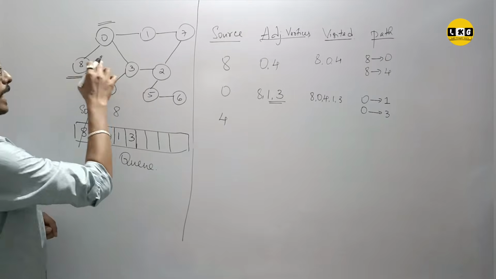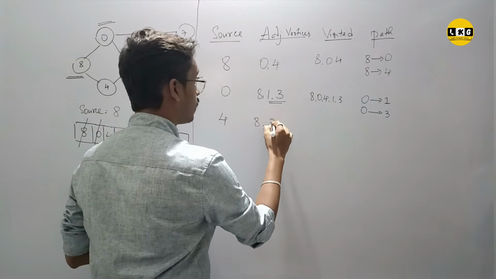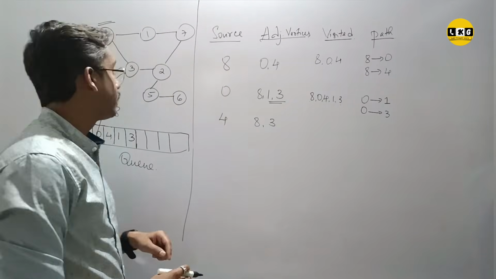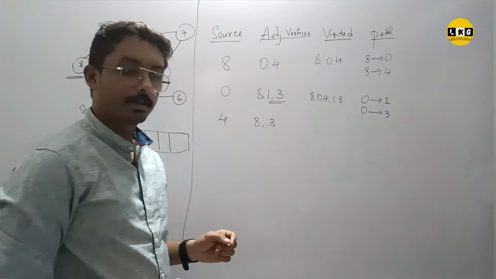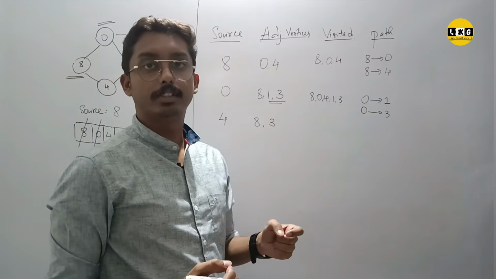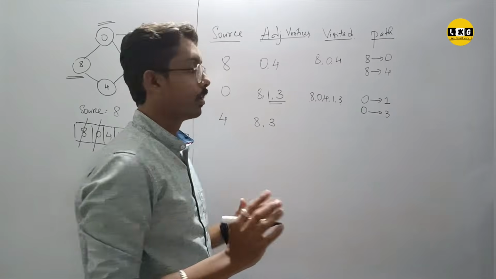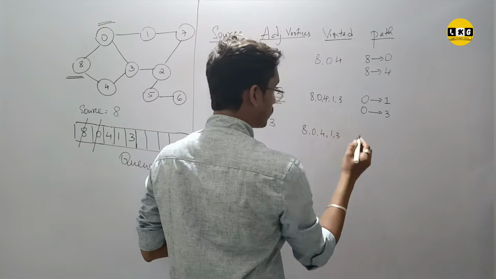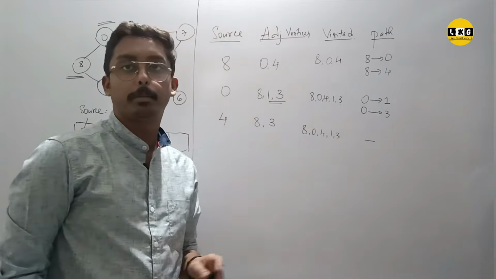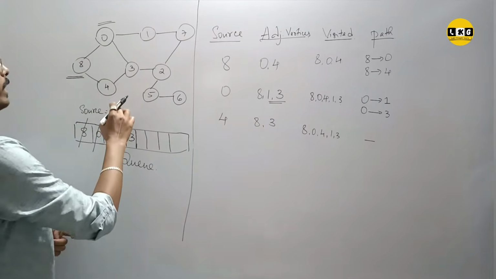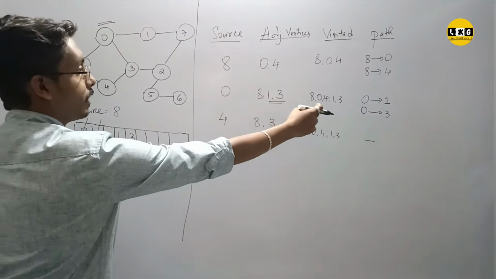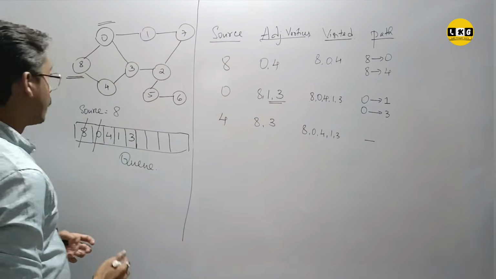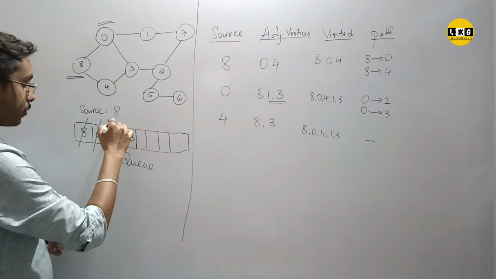What are the adjacents of 4? 8 and 3. Correct? The thing is 8 and 3 are already visited. So what is the problem statement of BFS? We need to visit exactly once for all the nodes. So this will be as it is, 8, 0, 4, 1, 3 itself, and there will be no path. We are not going from 4 to anywhere because we already visited 3 from 0. So no need to visit from 4 again. So there is no addition to the queue. So 4 will be deleted.